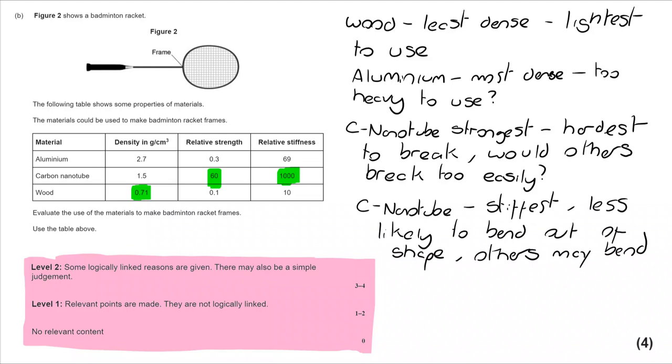Now if you get some of that information, it takes you into the level 1. We need a simple judgment, and there's no right or wrong answer here, you simply justify your answer. So you need to form a conclusion. Which would you choose, and why?